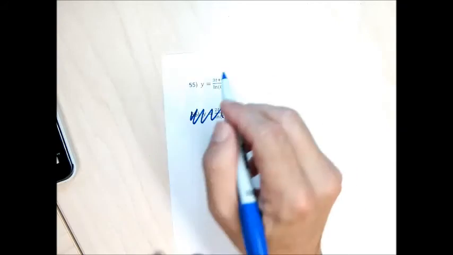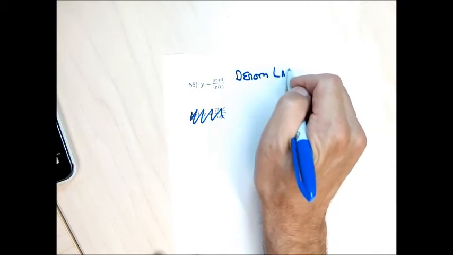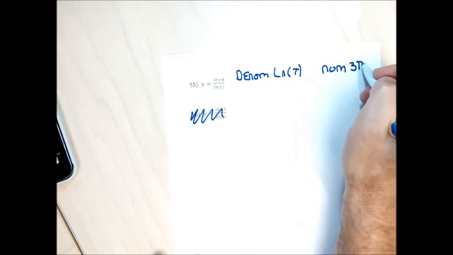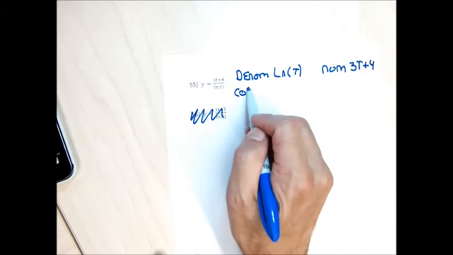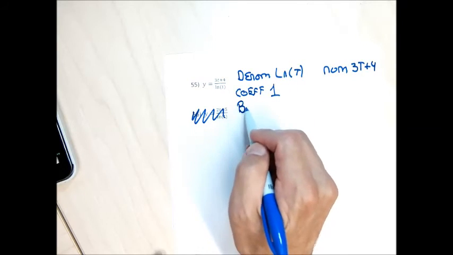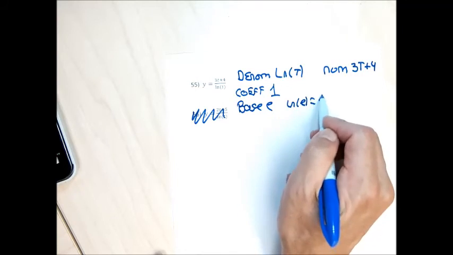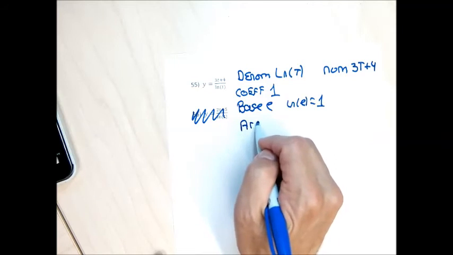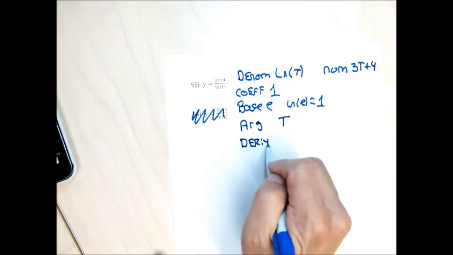Fraction, so I need the quotient rule. The denominator is natural log of t. The numerator is 3t plus 4. To do the derivative of the denominator, technically, I need the coefficient. It's 1, so I don't write it. It's an ln, so the base is e. And since the natural log of e is 1, I probably shouldn't write that part. The argument is t, and the derivative of t is just 1, the number in front of the t.